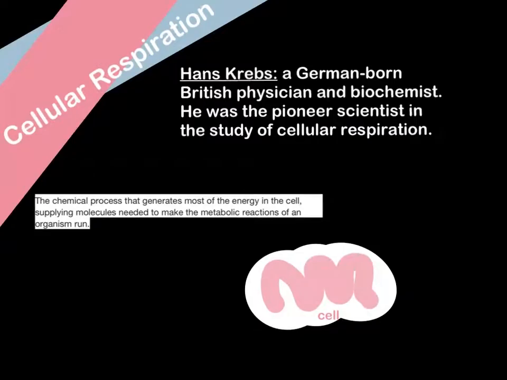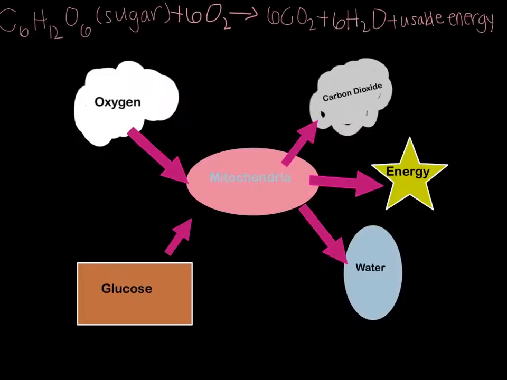So here we can see with cellular respiration, it was discovered and studied by Hans Krebs, who was a German-born British physician and biochemist. And it is the chemical process that generates most of the energy in the cell, supplying molecules needed to make the metabolic reactions of an organism run. So as we're looking at the reactants and the products of cellular respiration, you can see that it's actually the inverse of photosynthesis. So here we have sugar plus oxygen yields carbon dioxide, water, and usable energy.